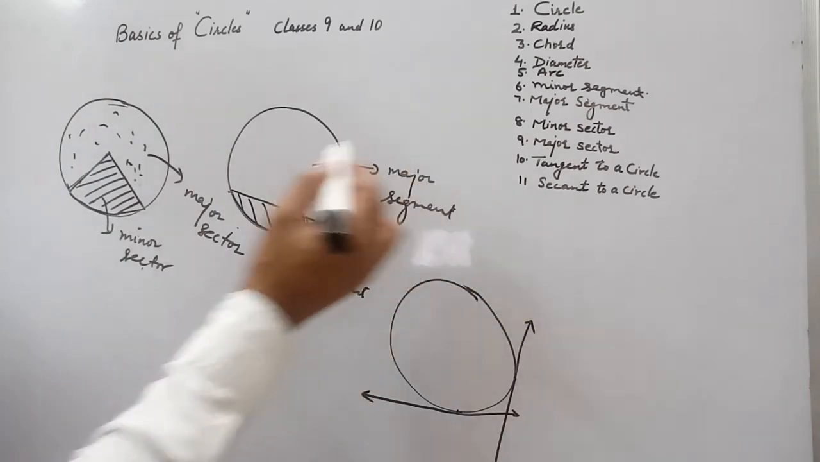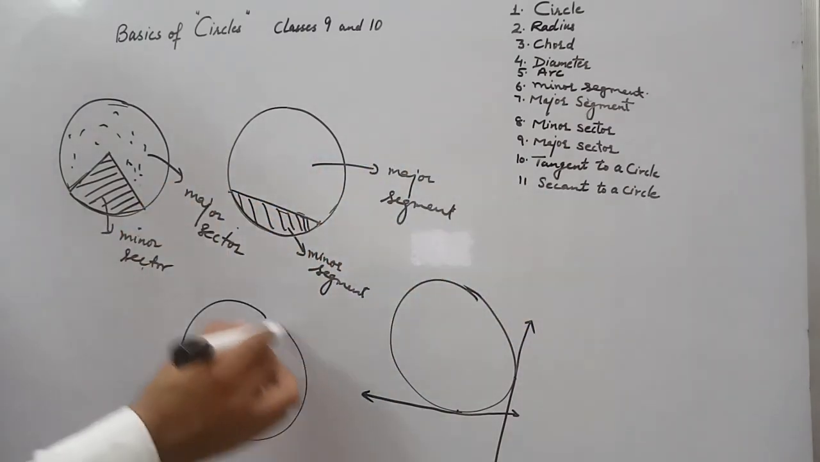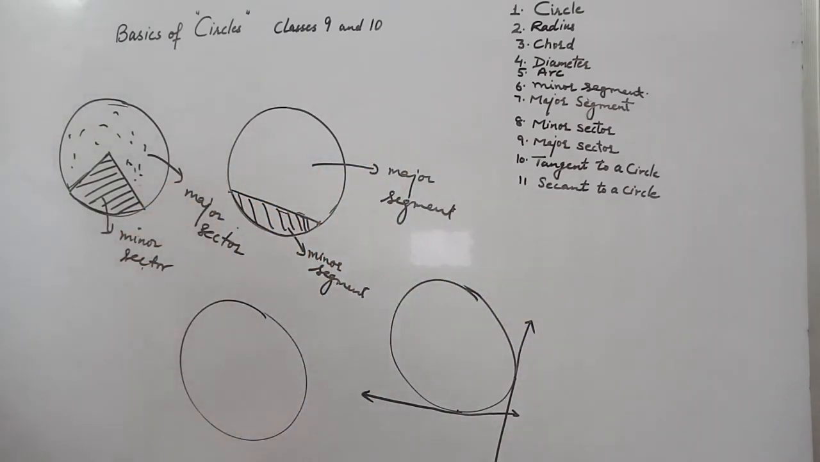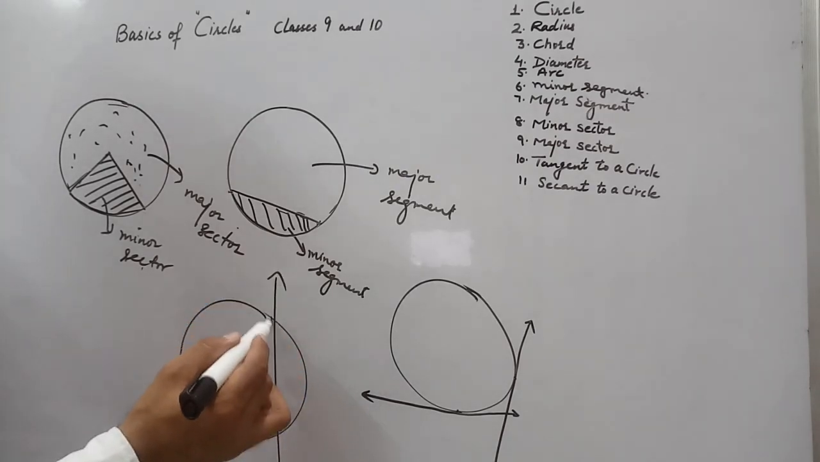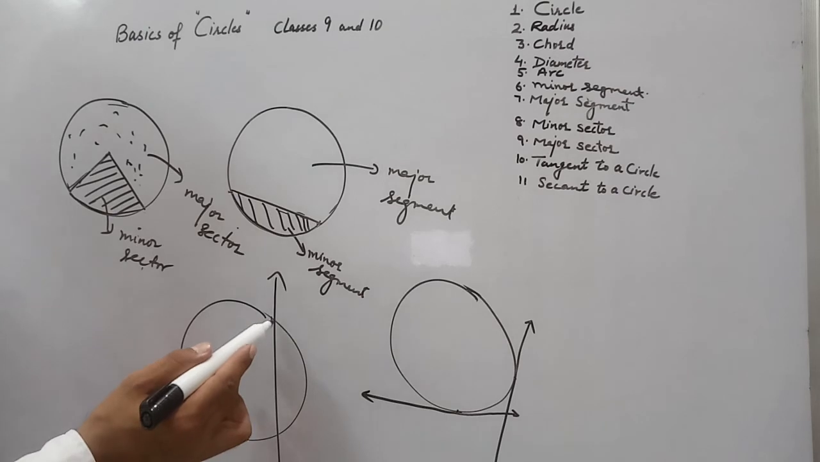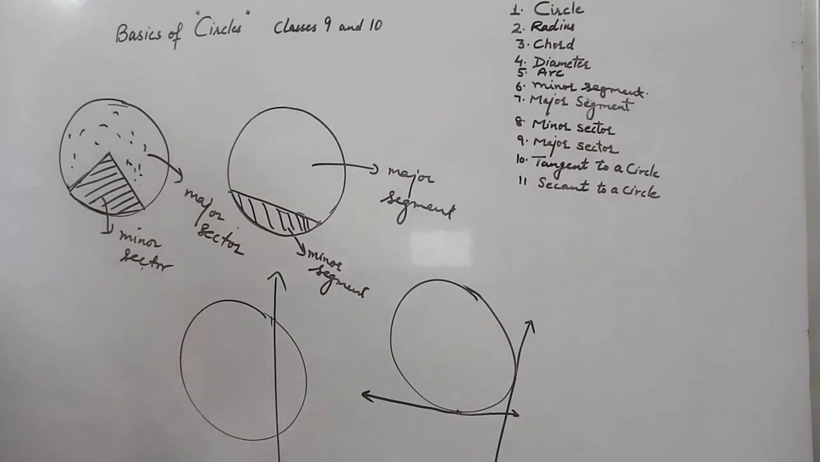So next is secant to a circle. A secant to a circle is a line which intersects the circle at 2 points. This is a secant to a circle. So it intersects the circle at 2 points.